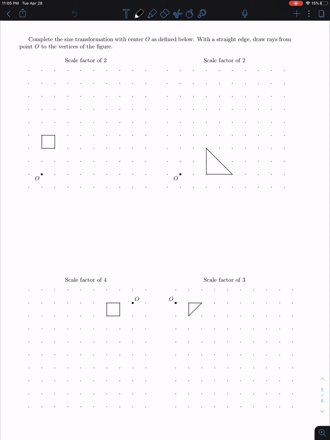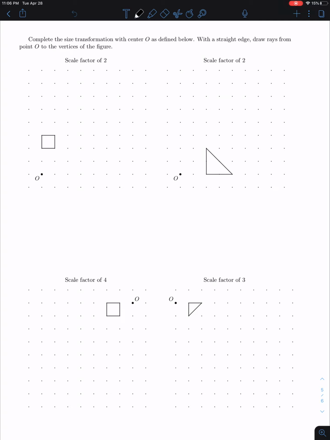So the main thing we're trying to do is, when we've got a dilation, the scale factor is going to tell us whether it's going to be an enlargement or a reduction. If it's a number bigger than 1, it's going to be an enlargement of the figure. If it's smaller than 1, then it's going to be a reduction of the figure.